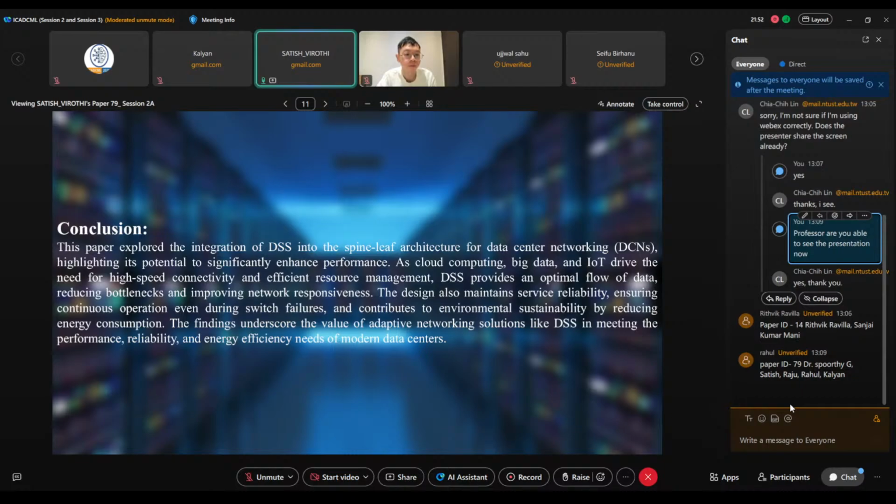Additionally, dynamic spine scaling contributes to environmental sustainability by reducing energy consumption, aligning with the need for greener and more efficient data center operations. As cloud computing, big data, and IoT continue to drive the demand for high-speed connectivity and efficient resource management, adaptive network solutions like DSS are essential for meeting the performance, reliability, and energy efficiency needs.